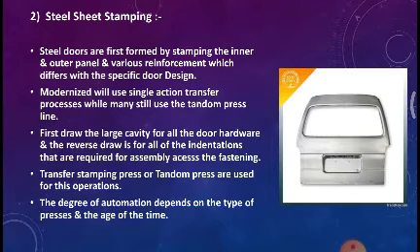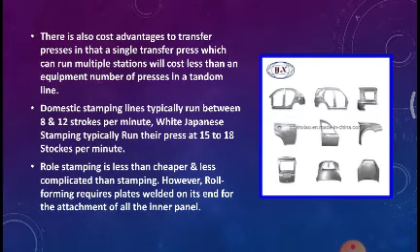Transfer stamping press or tandem press are used for these operations. The degree of automation depends on the type of presses and the age of the plant. There are also cost advantages to transfer presses, in that a single transfer press which can run multiple stations will cost less than an equivalent number of presses in a tandem line. Domestic stamping lines typically run between 8 to 12 strokes per minute, while Japanese stamping lines typically run their presses at 15 to 18 strokes per minute.